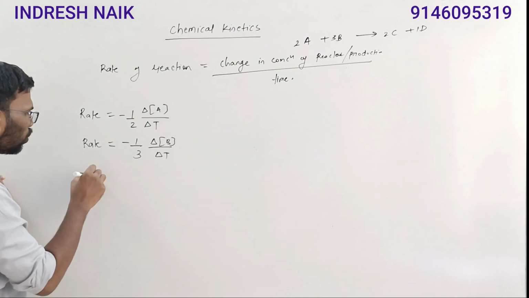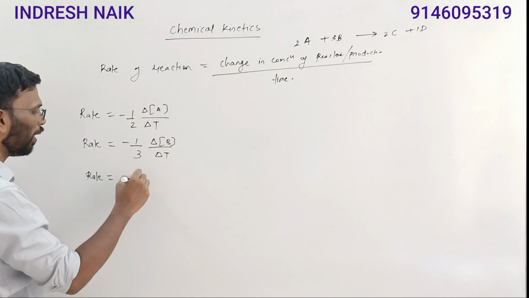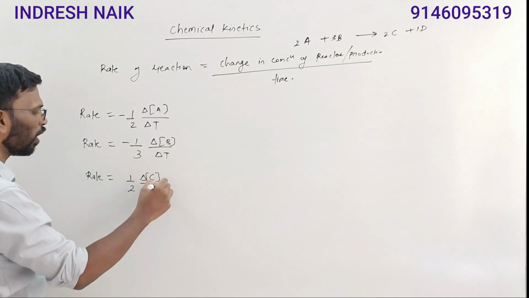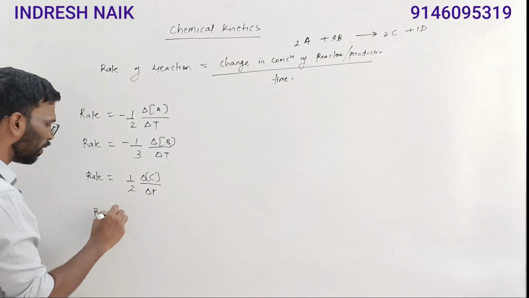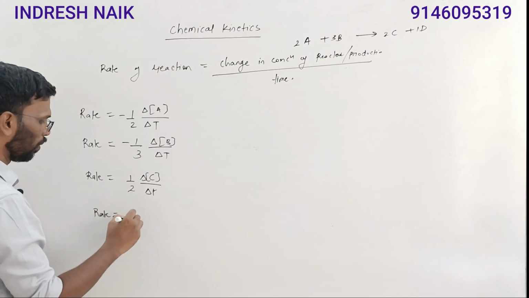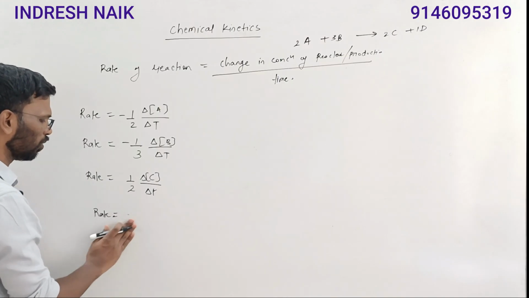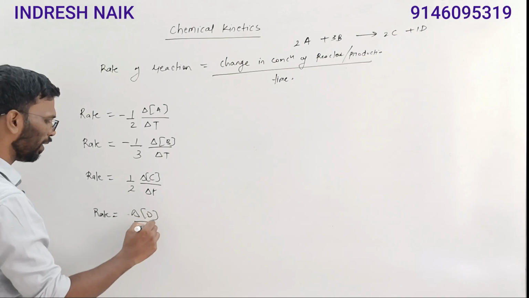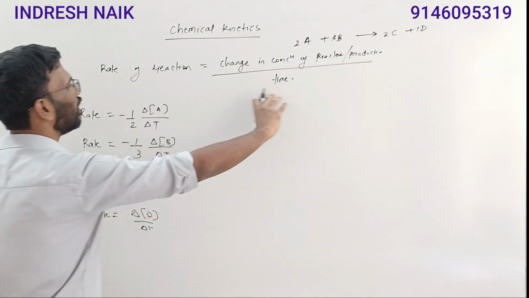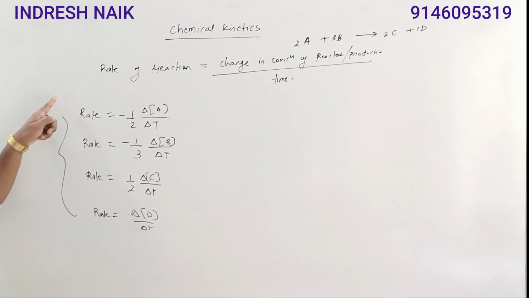And then rate could also be written as increase in concentration, means 1 by 2 delta C by delta T. Square bracket represents concentration. Also it could be written rate is equal to 1 by 1, doesn't matter, delta D by delta T. It could be written continuously like this. Don't get confused. It is one and the same. Rate could be expressed in so many ways.